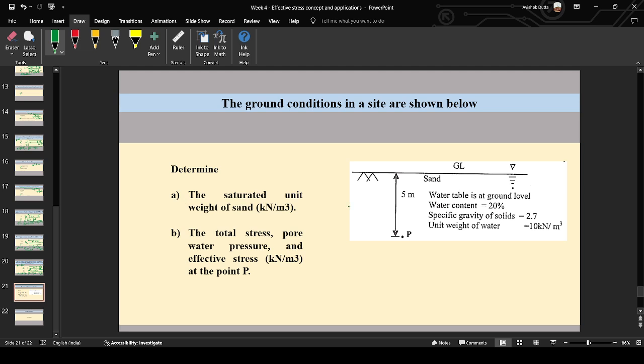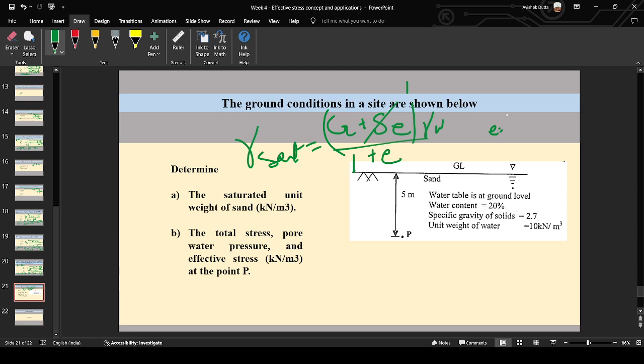First of all, the saturated unit weight. We know the formula: gamma sat equals (G plus S E) by (1 plus E) into gamma W. Now it has been said that the sand is saturated, so S equals 1. What is the value of E? We can find out.